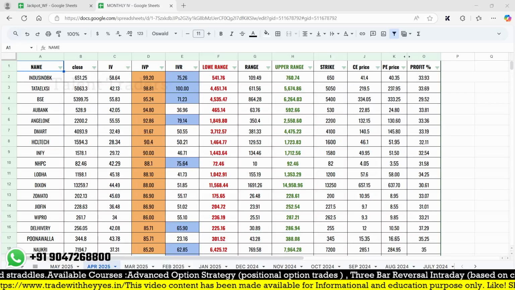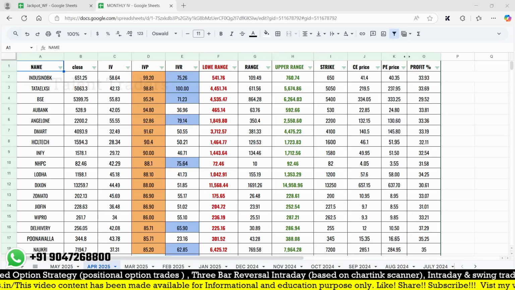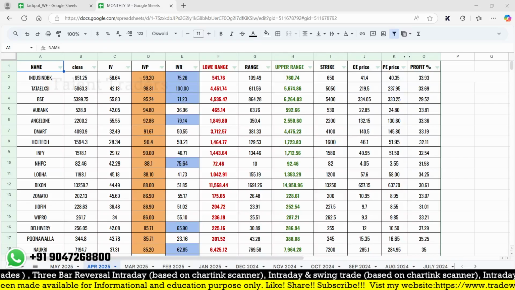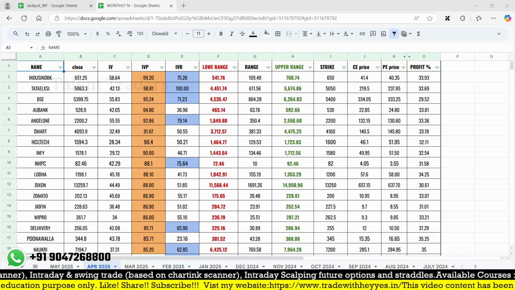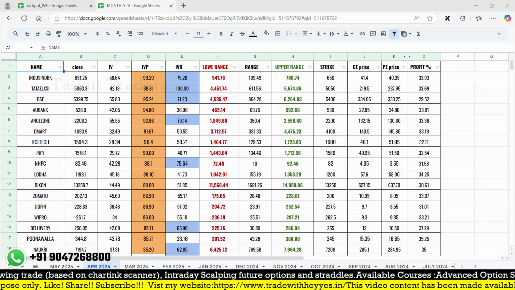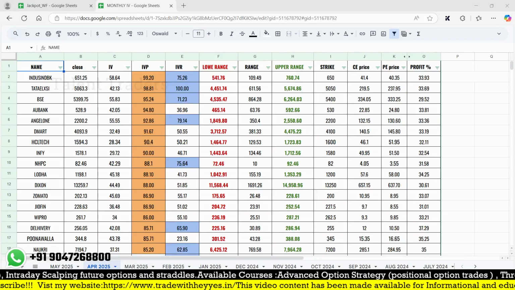While selecting, we need to consider the liquidity of that particular stock. Liquidity means buyers and sellers on a particular option. It must have good volume, and there should be no gap between the bid and ask price. That is how we select the stocks, and after selecting them, we apply our strategy.